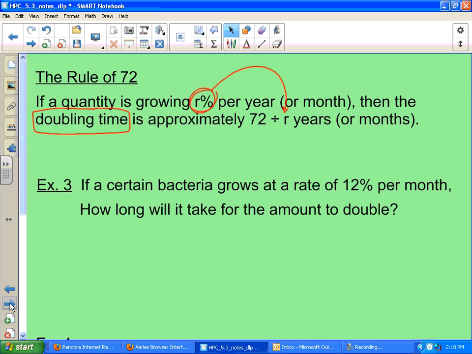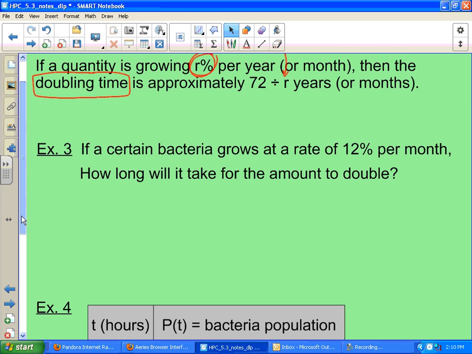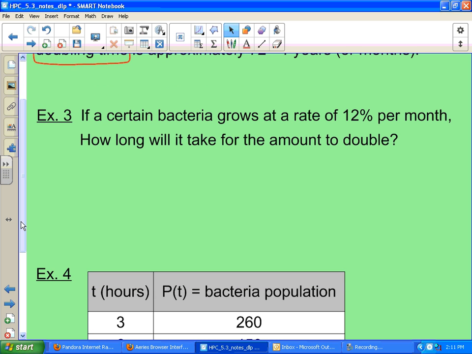Six months. Yeah, it's going to take 6 months for this to happen. This is the rule of 72. We're doubling, doing that on a monthly basis. You've got a rate of 12%, so here we had a rate given to us.